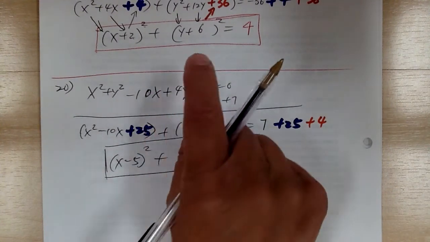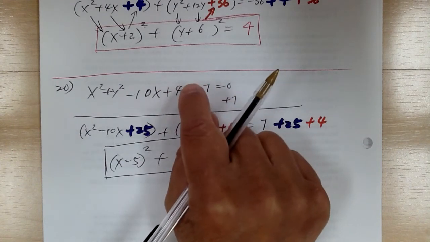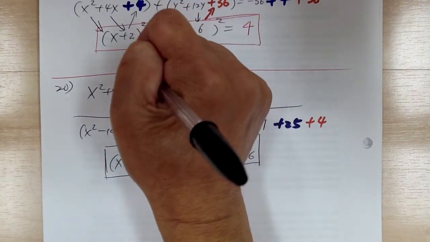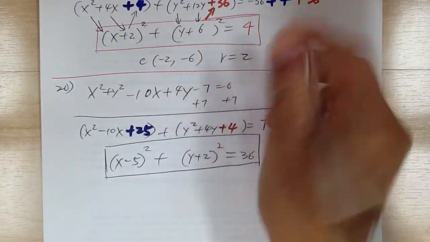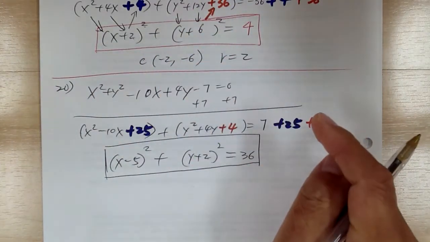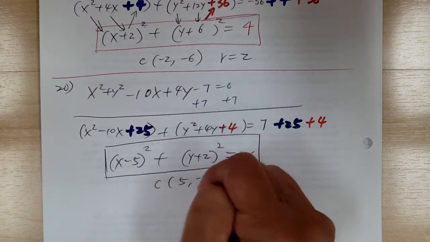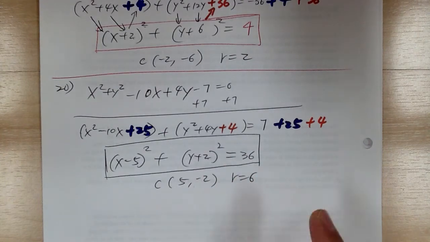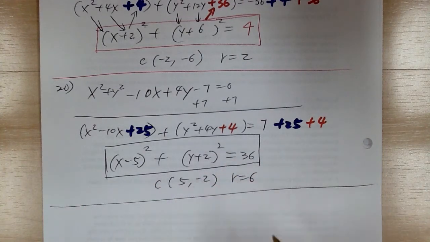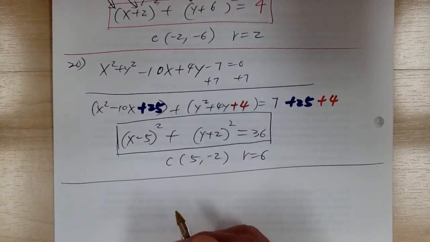Now from here, the problem asks you to draw the circle, so you can do that on your own. Okay, so here's your center. The center would be (−2, −6), and radius equal to 2. So you can go and draw that. This one, the center is going to be at (5, −2), and the radius equal to 6. So this is information you can use to go and graph your circle. Okay, so I'm not going to do that. You can do it on your own.